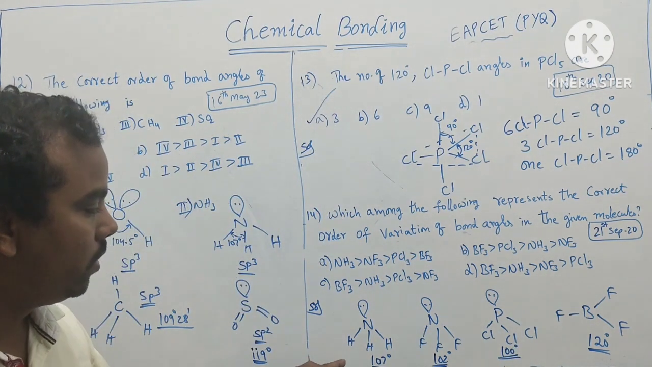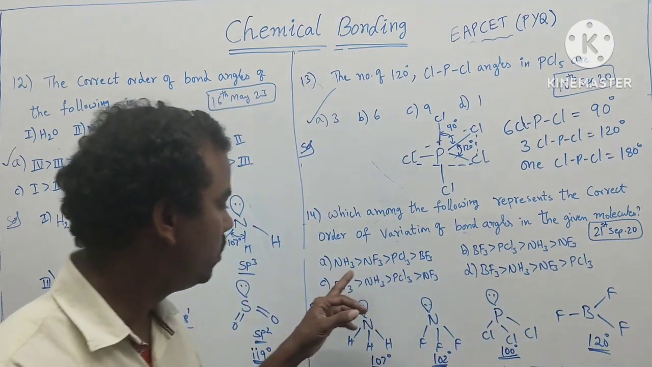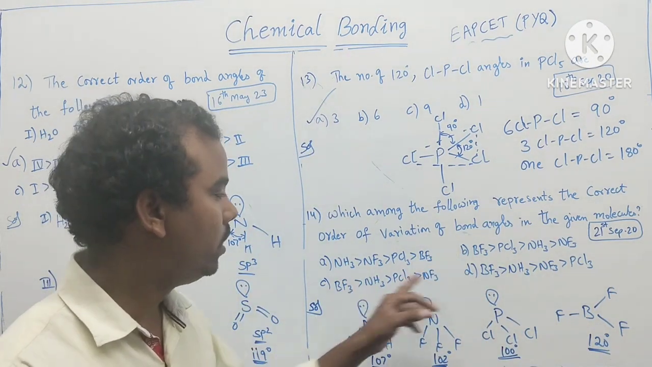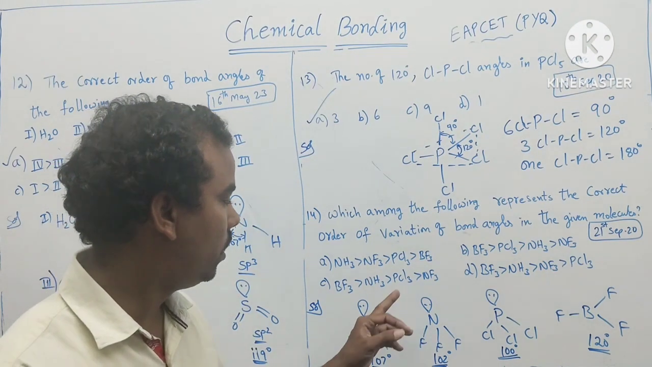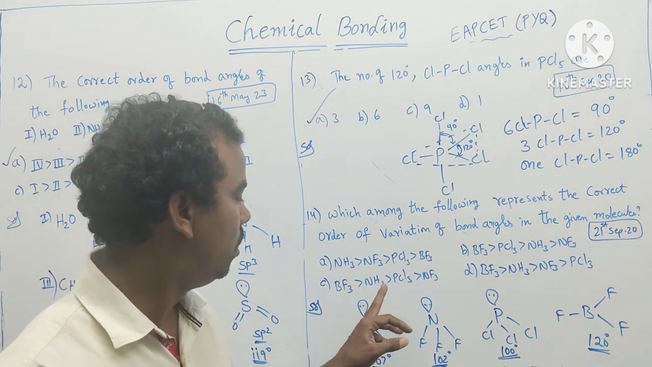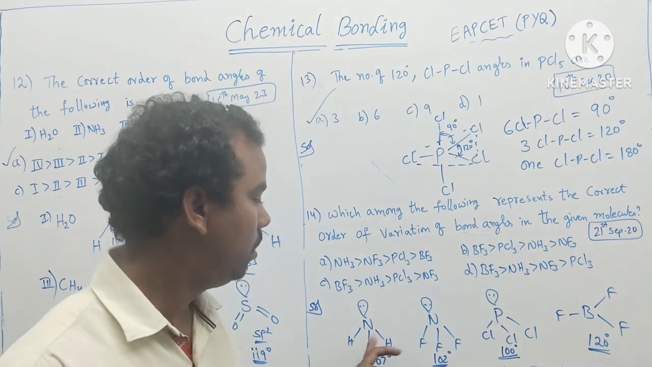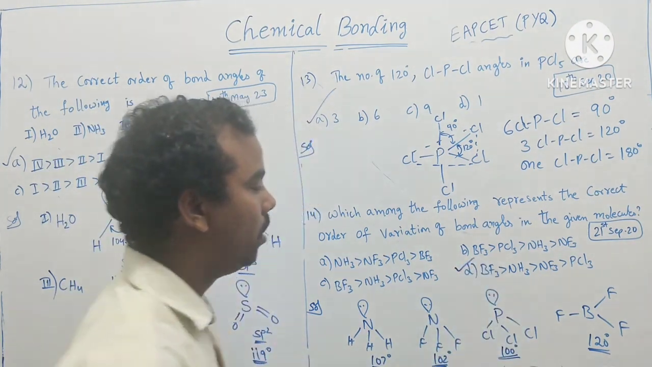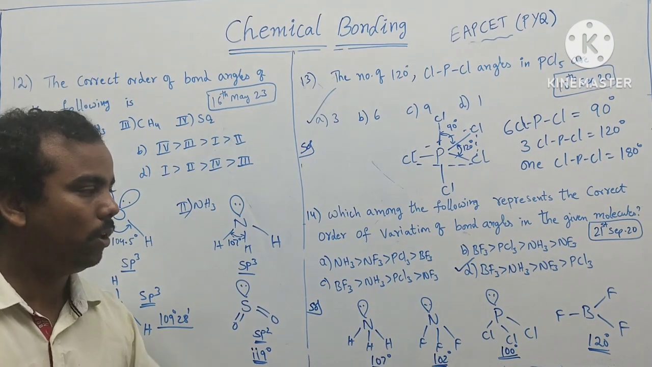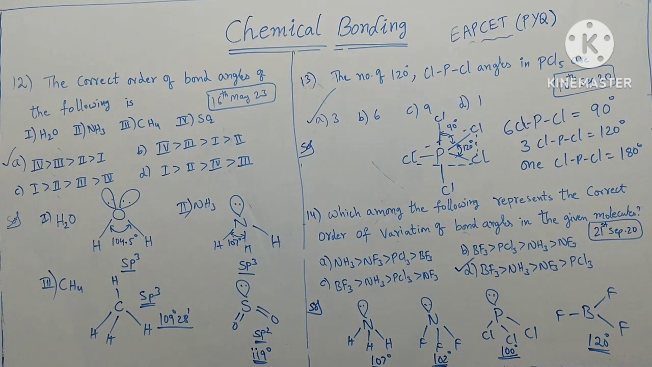So what is the answer? Which one is the highest? BF3 is the highest. So answer B, C or D. Next one is 107, that means NH3. After BF3, NH3. So C or D. After NH3, NF3. BF3, NH3 and NF3. So option D. So very important one. Not this.